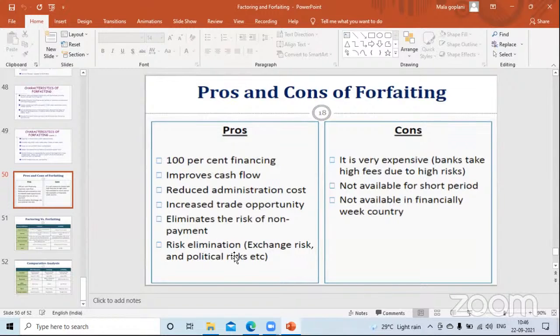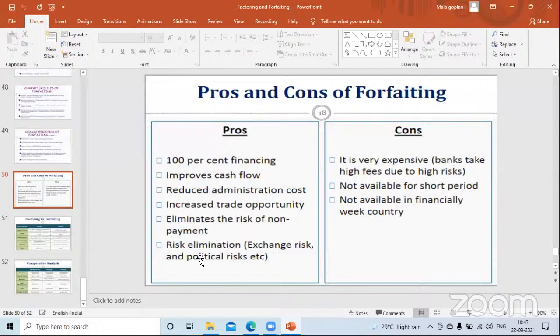Risk elimination. Other types of risks are also there other than non-payment. Non-payment means bad debts, but there are a few other types of risks involved in the process. That is exchange risk. Foreign currency is involved and it is fluctuating in the market. If it decreases, then there is a loss, and that loss is also taken by the forfeiter. So that is the exporter's advantage. Exchange risk is taken by the forfeiter, not by me. So risk is eliminated from the process. I am not going to take it on my head.